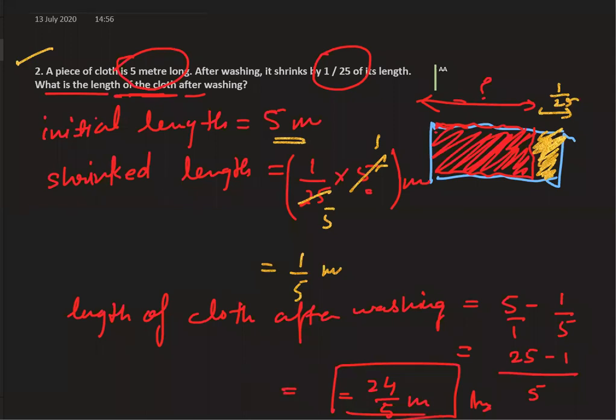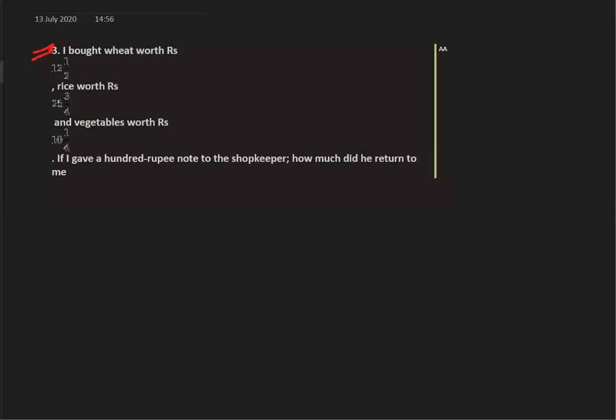So in mixed fraction your answer will be 5 4s are 24 whole 4/5 meter. Fine students, question third says I bought wheat worth rupees 12 whole 1/2, rice worth 25 whole 3/4, and vegetables worth 10 whole 1/4. If I gave a 100 rupee note to a shopkeeper, how much did he return to me?